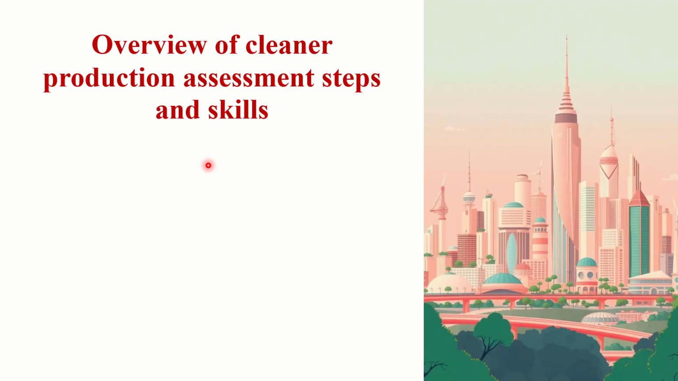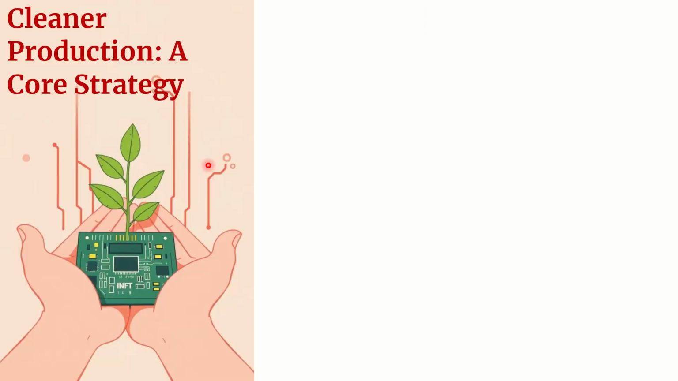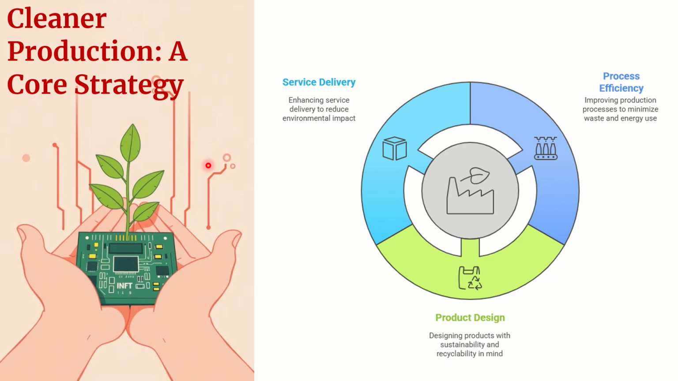So overview of cleaner production assessment steps and skills. So what is cleaner production? Cleaner production is a continuous application, or we can say it is a preventive approach, or it is preventive environmental strategy to process product and services in order to increase the overall efficiency and at the same time to reduce the risk on human and also the environment.